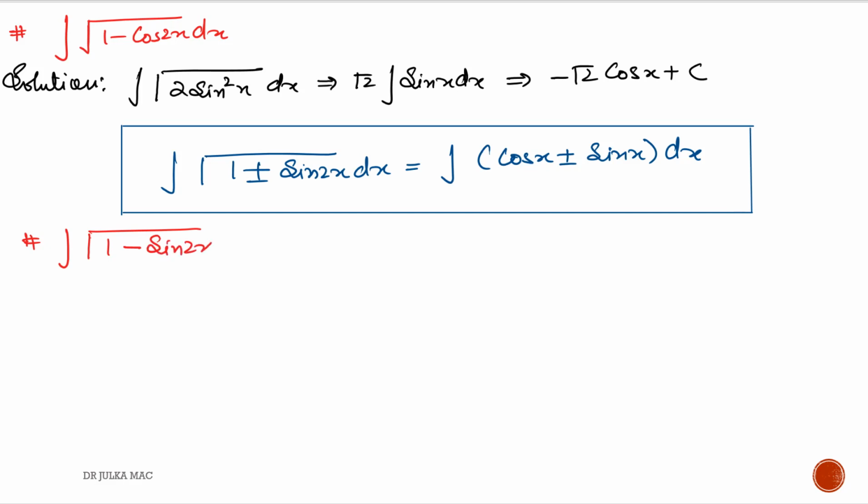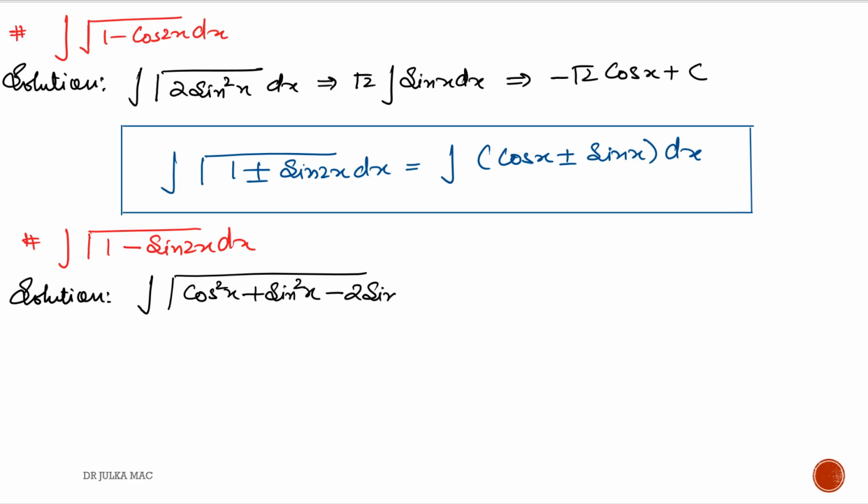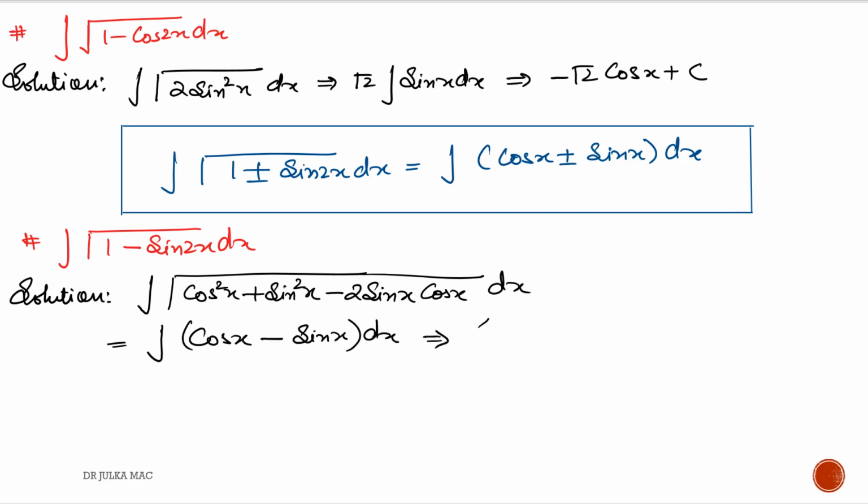Next example. Integration of the root of 1 minus sin 2x. We can replace 1 by cos square x plus sin square x, and sin 2x is 2 sin x cos x. So this becomes (cos x minus sin x) whole square. So root is there. After simplification we will get cos x minus sin x, and the integration of this is sin x plus cos x plus c.